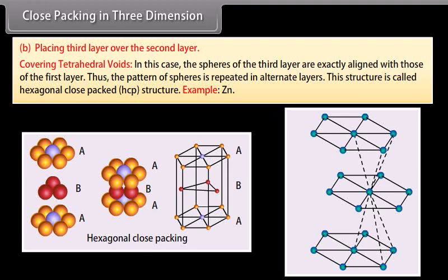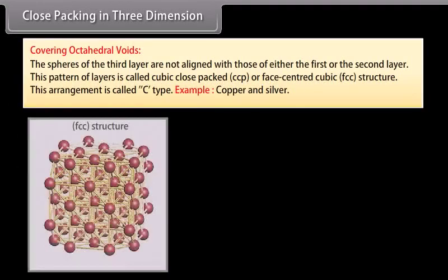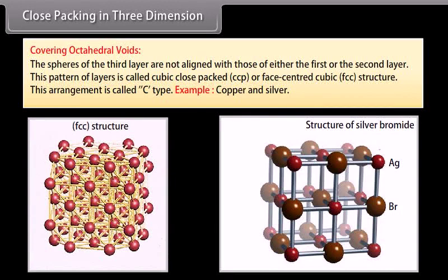Example: zinc. 2. Covering octahedral voids. The spheres of the third layer are not aligned with those of either the first or the second layer. This pattern of layers is called cubic close-packed CCP or face-centered cubic FCC structure. This arrangement is called C-type. Example: copper and silver.